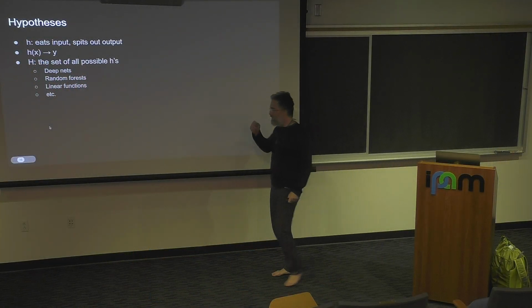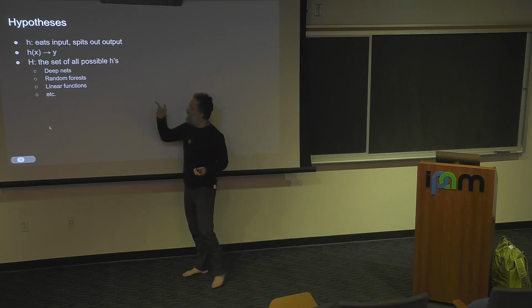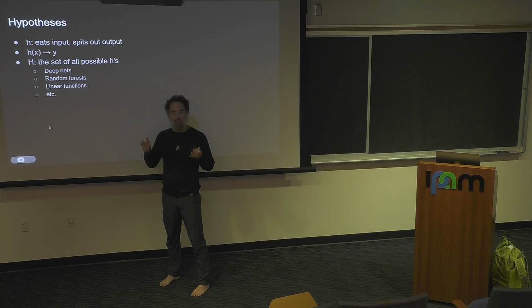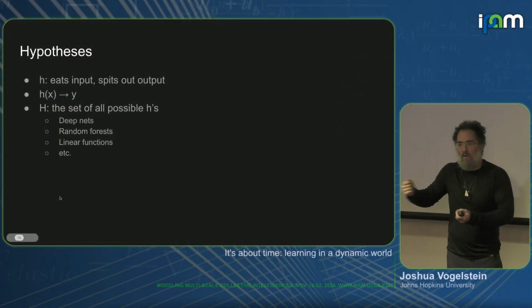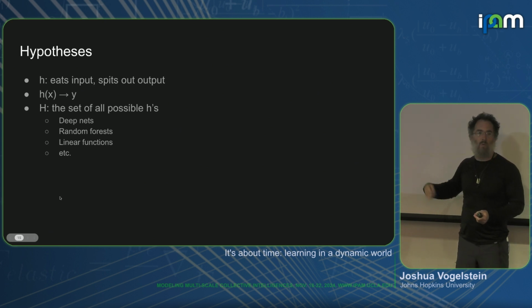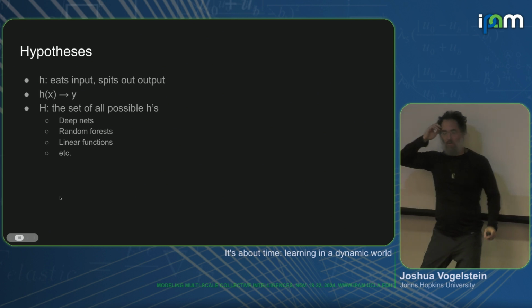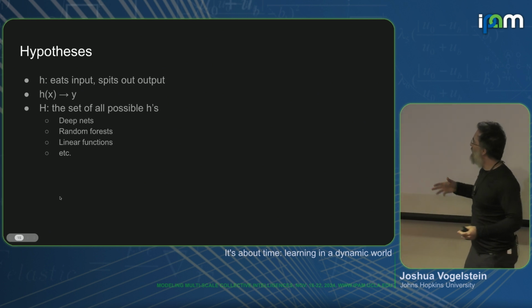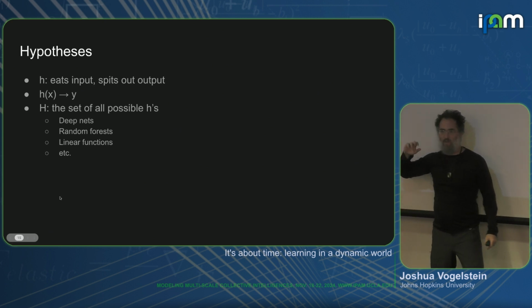Next, there's a hypothesis. This is a word people have been using in machine learning to describe the function that we're actually learning. So H, the hypothesis, eats some input and spits out an output. It could be that you give it an image and it tells you whether it has a disease or not. Or you give it a sentence and it tells you what the next word is. Capital H is the set of all possible H's, and there are many different capital H's that people have studied. Deep nets is one of them, obviously. Random forest is another. Linear functions are another.